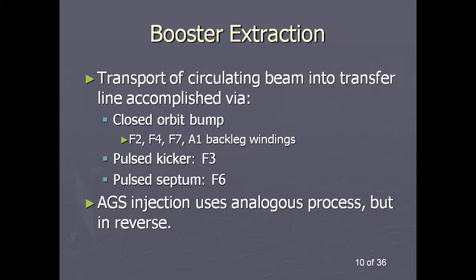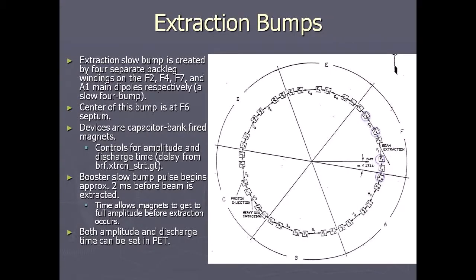And I'll show you. Like I said, AGS injection looks like booster extraction in reverse, and then AGS extraction looks much like booster extraction. So this is the bird's eye view of the booster, right? Each box here is a main magnet, 6 super periods, 6 magnets per super period. Here's the injection area in C, and then over here is the extraction area that we're talking about now. So the kicker that I was talking about is here, the F3 kicker, and the septum is here at F6.